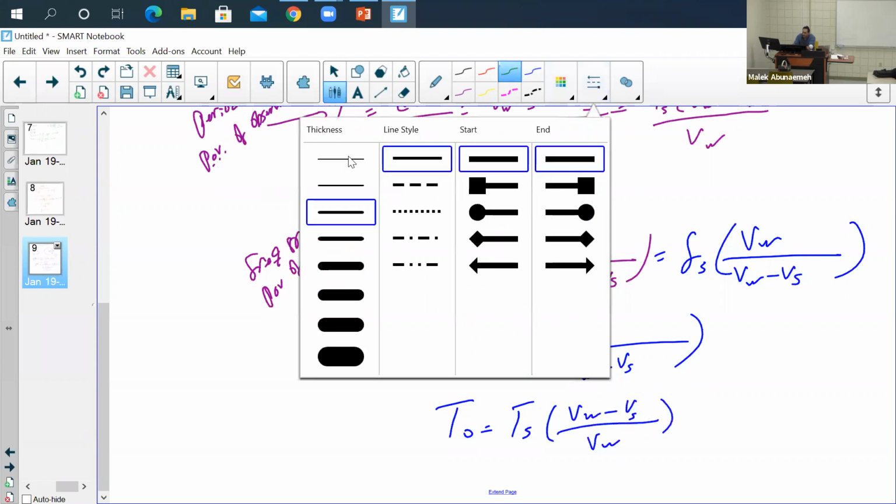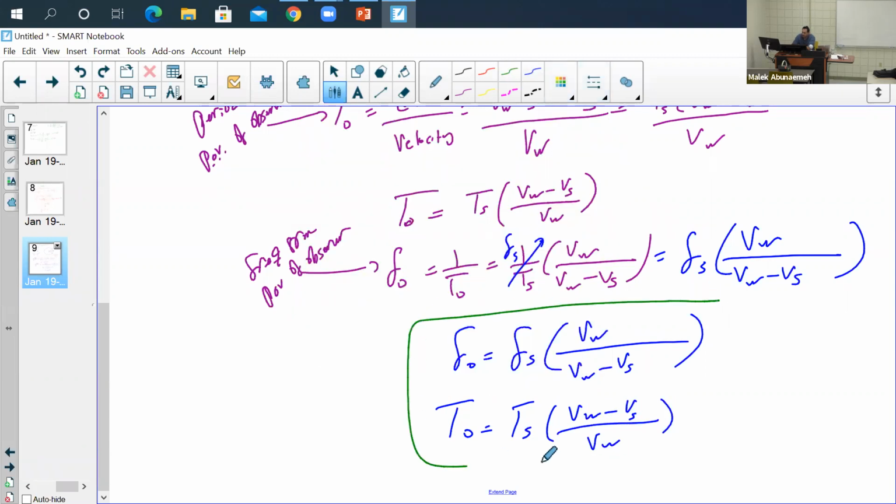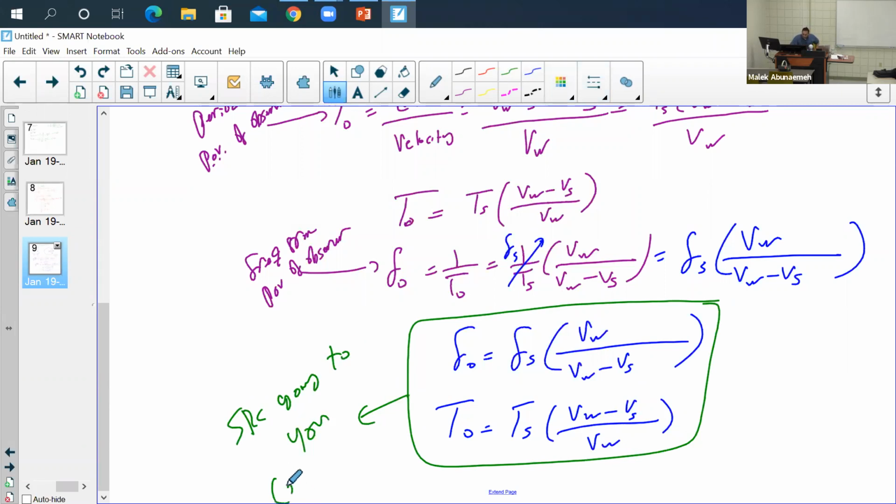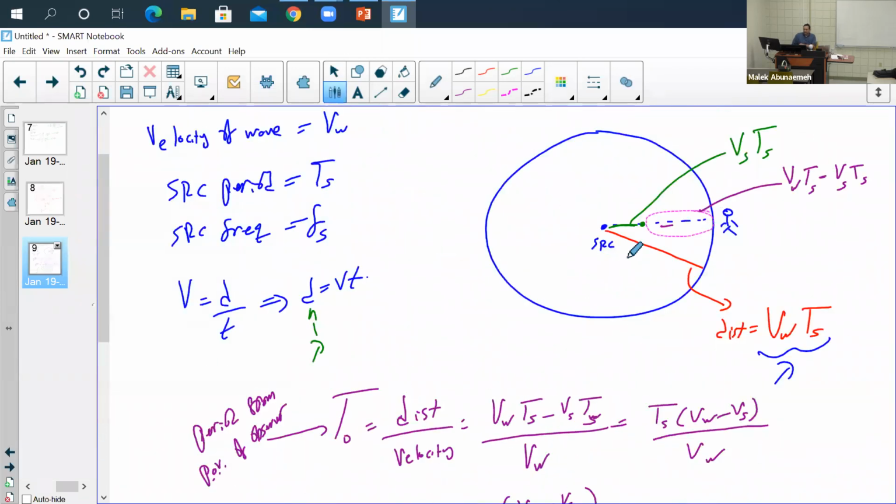Now, these two equations that we just came up with are for your source going toward you, the observer, in your direction.